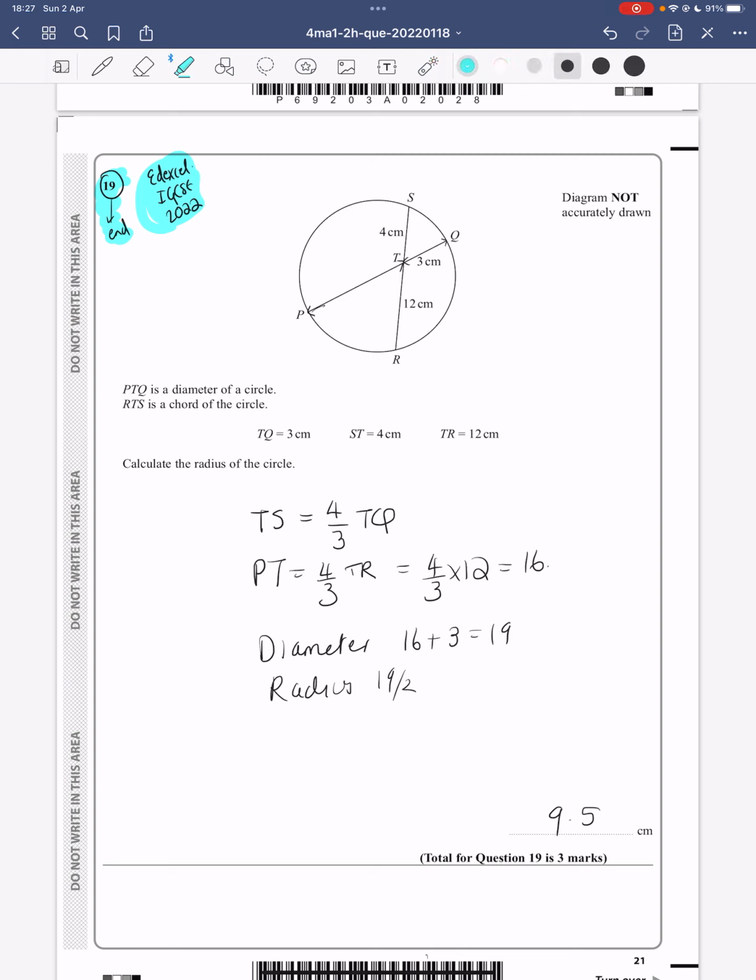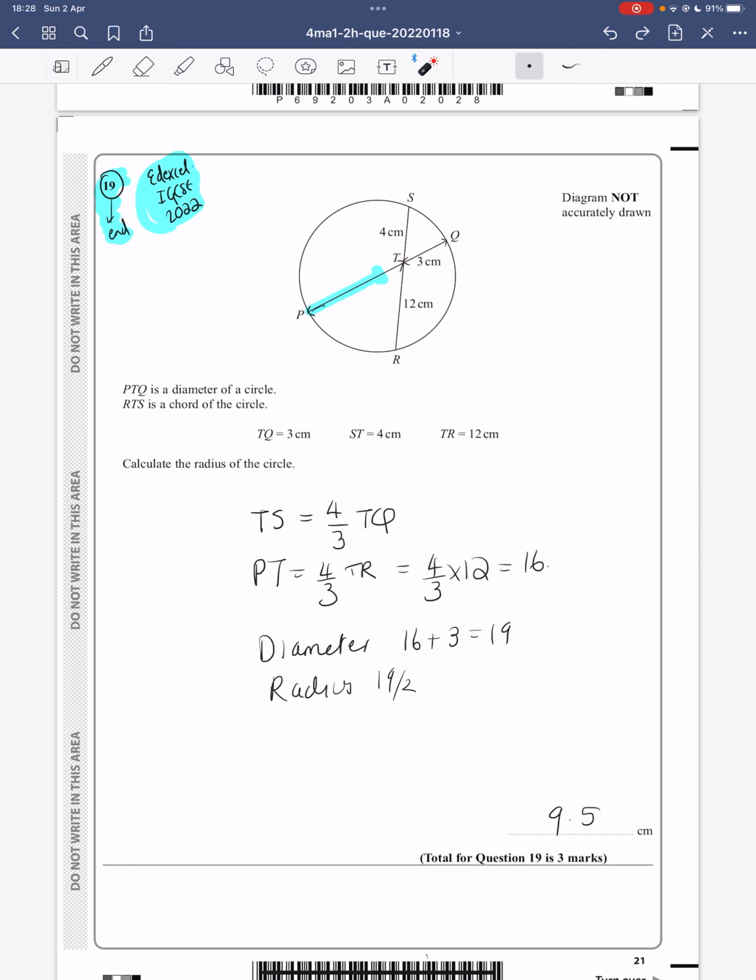So the radius is going to be half of this diameter. Okay, so TS, the way this works, T to S is 4/3 of T to Q. That's a known measurement that we know. So if we divide this by 3 and multiply by 4, that's how we get from T to Q to T to S.